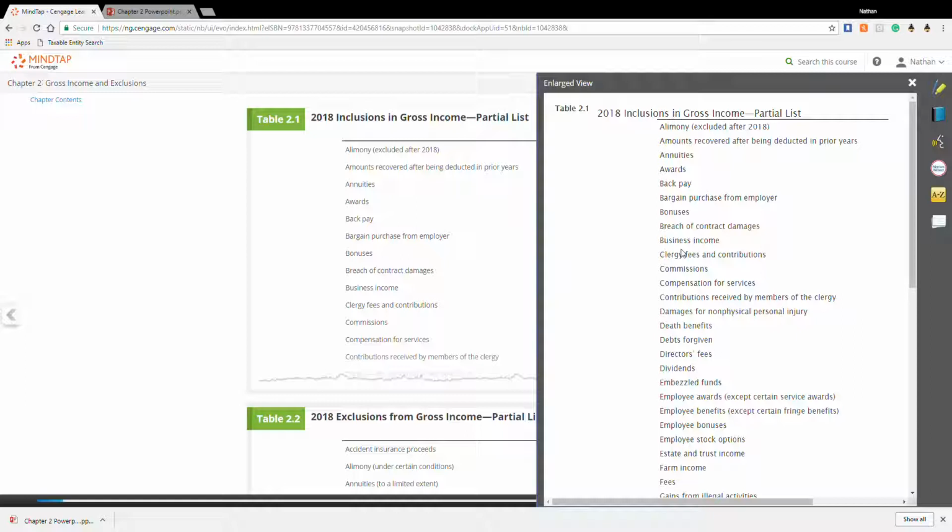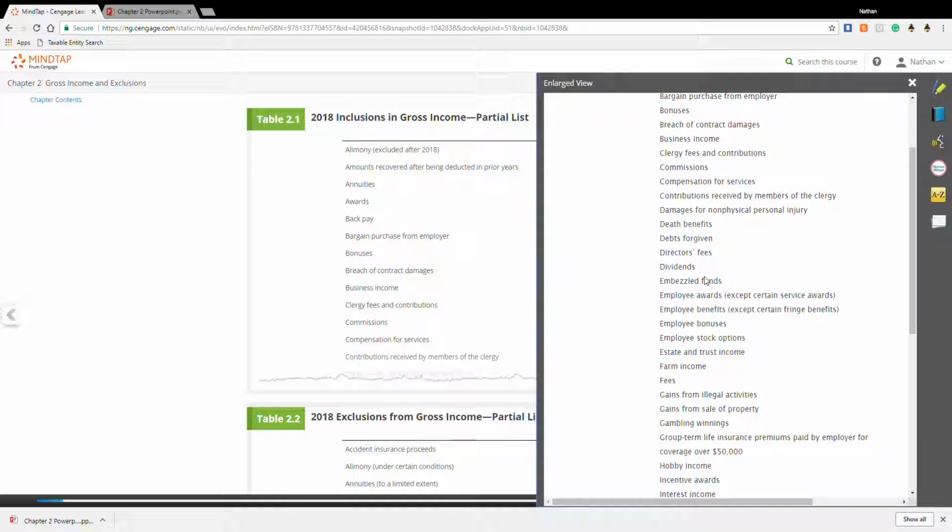All of these are inclusions to gross income, and still this is a partial list. Gross income, again, is really any income, any money that we receive, minus a few exclusions. So as you can see here, amounts recovered after being deducted in prior years. We got awards, bonuses, clergy has their fees and contributions, commissions, debt forgiveness, dividends, embezzled funds.